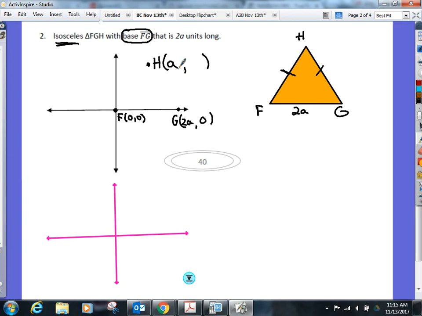Now, Hugh made a comment. I don't know if anybody heard him, but he made a comment before he told me the answer, which was, I'm not too sure about the Y. Well, let me ask you this. If I put H down here, would these two still be congruent? What if I put H way up here? Down here? What am I trying to tell you? Does the Y matter? No, it does not. So we can call the Y anything we want.